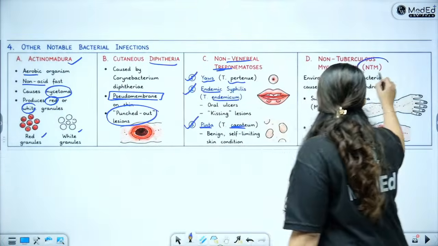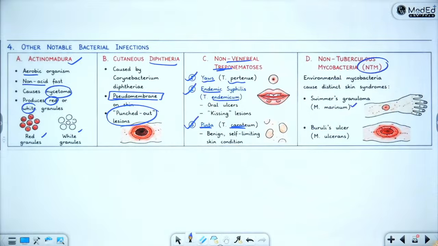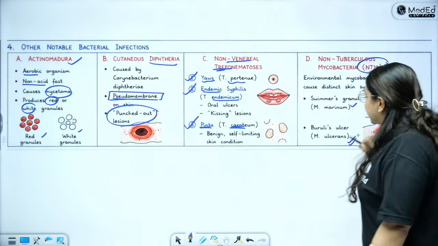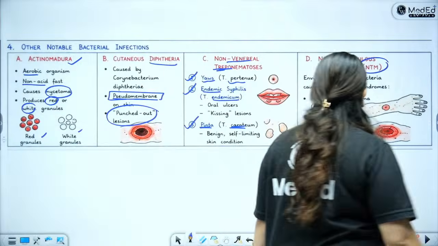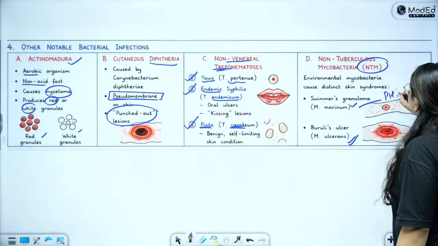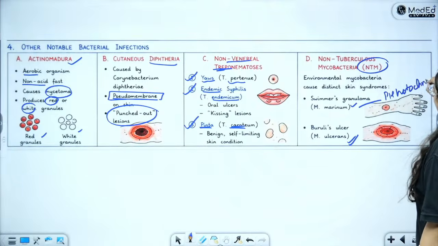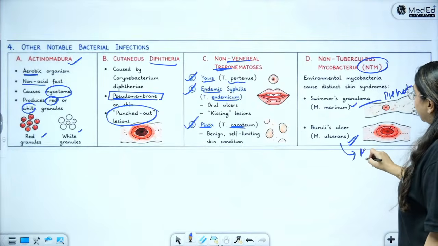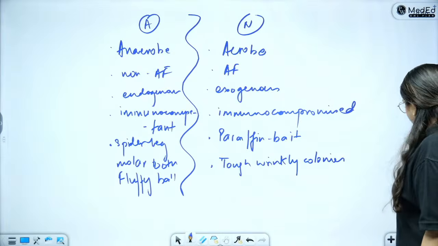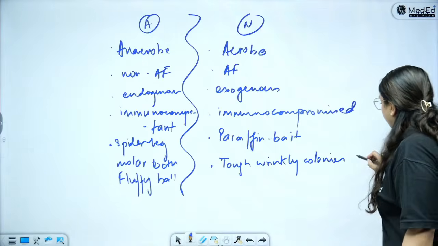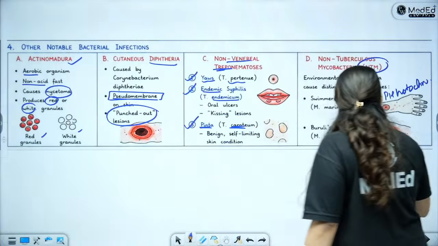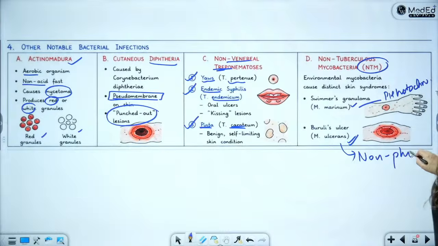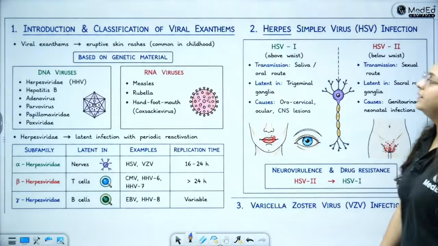Then you have some NTMs, which is the swimmer's granuloma or the fish tank granuloma by Mycobacterium marinum, and the Buruli ulcer by the Mycobacterium ulcerans. Yes, I hope you remember that marinum is a photochromogen, and ulcerans is a non-photochromogen. Okay, done and done, right?